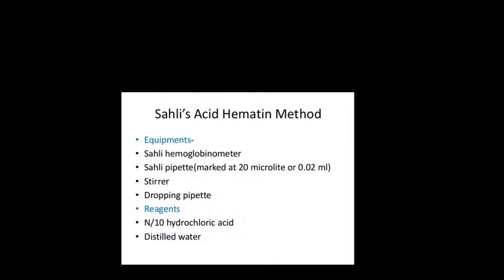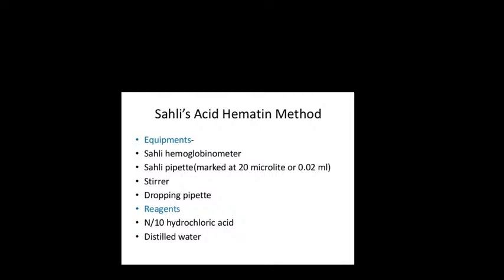What are the equipment we need for this? Sahli's hemoglobinometer. One is the Sahli's pipette. So, in that one, only one marking is there, 0.2 ml. So, you take the blood only up to that marking. That pipette has got only one marking. So, you take the blood till that marking. And it has got a stirrer.